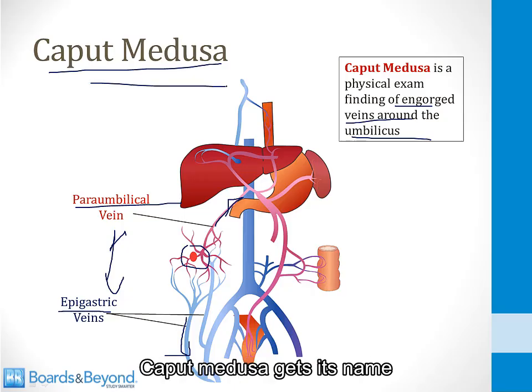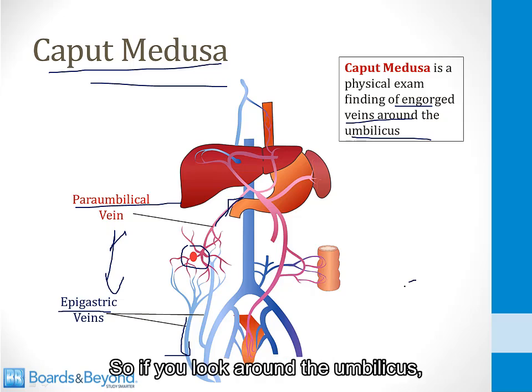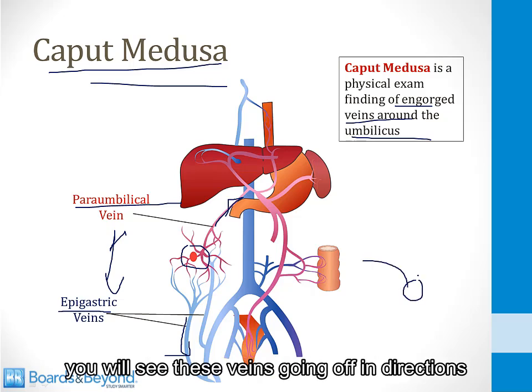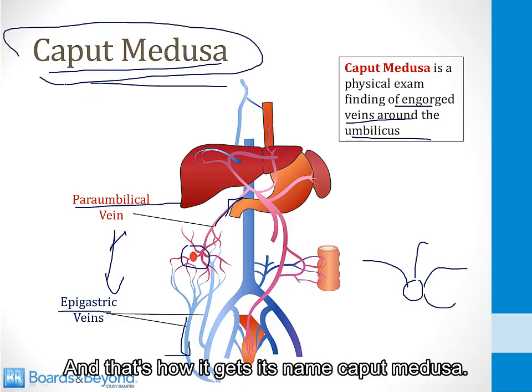Caput medusa gets its name because it looks like Medusa's head. Medusa was a Greek mythology character, and she had snakes for hair. So if you look around the umbilicus, you will see these veins going off in directions like this, looking like snakes, and that's how it gets its name, caput medusa.